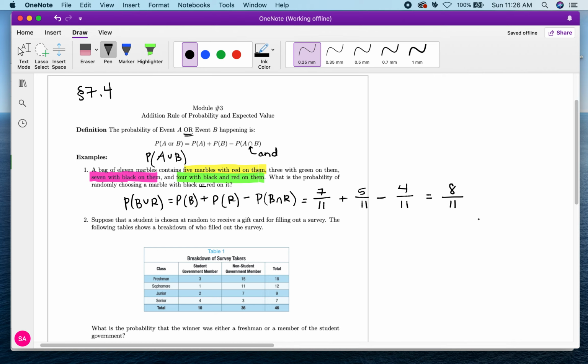And that's our answer. The probability of choosing a marble that has either black or red on it is 8 out of 11. Now, once again, that means we could pull out a marble with only black, a marble with only red, or a marble that has both colors.